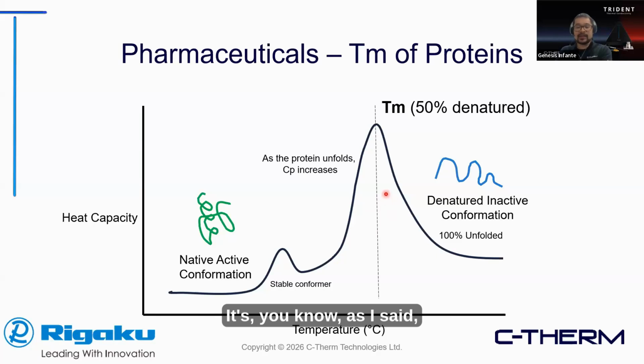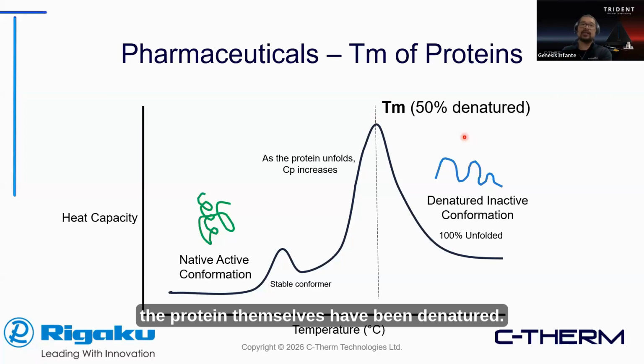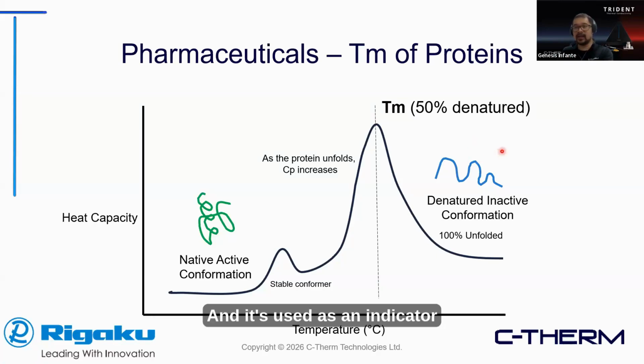It's, as I said, the gold standard for essentially measuring the melting temperature during the unfolding of the protein directly. The Tm, or the temperature of melt, of the protein is typically associated with the point at which 50% of the protein has been denatured, and it's used as an indicator of the quality of the protein that is being engineered in this case.